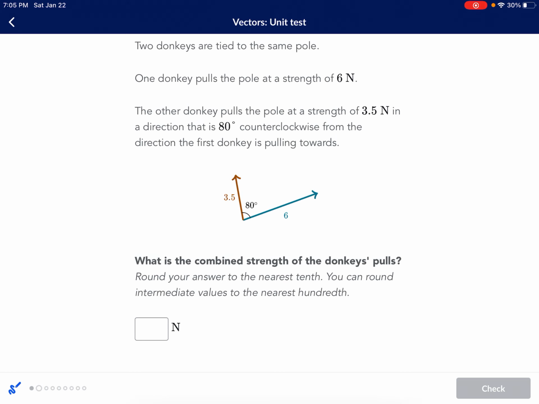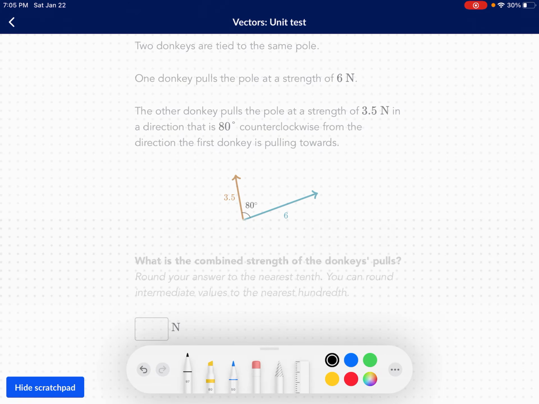Okay, so this is asking for the magnitude, the combined strength. So I'll construct a parallelogram here. Wait, I don't even have to construct the parallelogram here, right? Wait, no, I do, because the vector is here, so put 3.5 here, and this will have to be 100 degrees by the parallelogram definition, and the law of cosines is c squared equals a squared plus b squared minus 2ab cosine of theta.